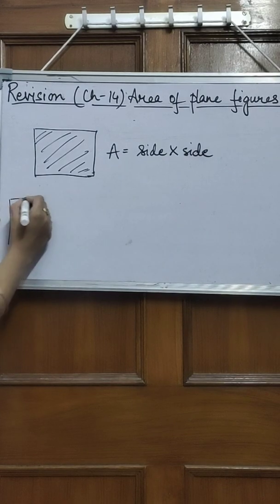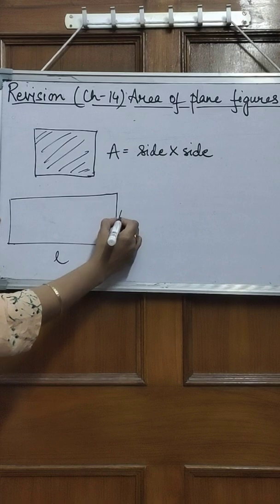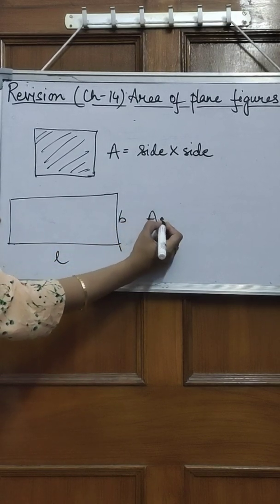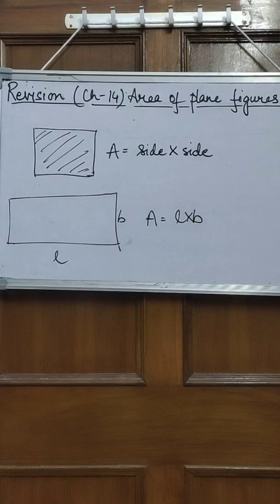And if you take a rectangle, this is length and this is breadth, then what is the area? Area is L into B. Okay, length into breadth. And for square it is side into side.